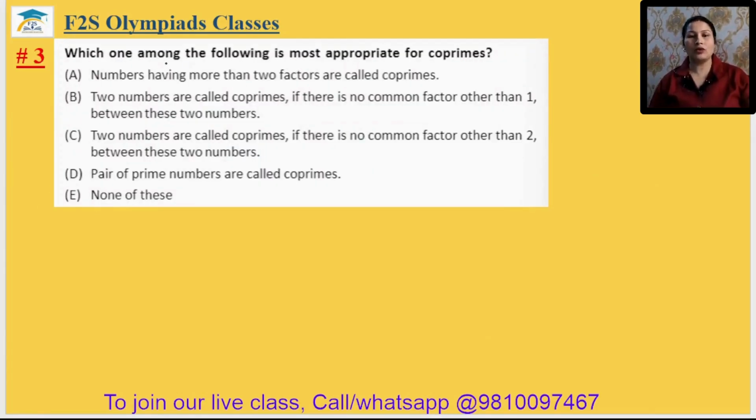Question number 3. Which one among the following is most appropriate for co-primes? Co-prime means numbers which have the common factor only 1. The numbers having more than one common factor, no. Two numbers are called co-prime if there is no common factor other than 1 between these two numbers. Yes. Called co-prime numbers if no common factor other than 2, no. Answer is option B.